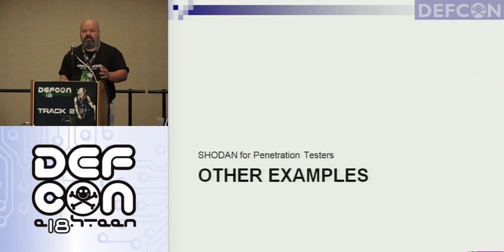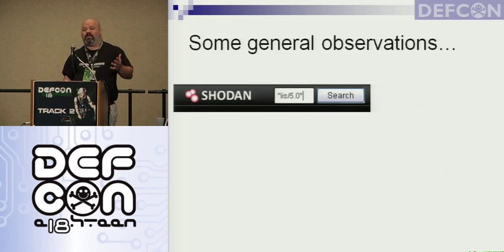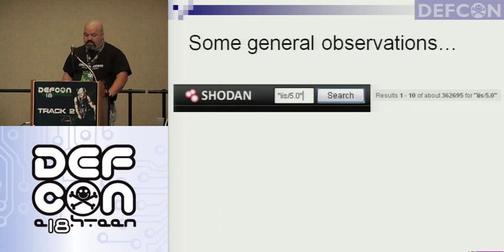A few other small examples and then we don't have time, 37, okay. General observations. So I did some searches on Shodan. This is just for interesting data. I searched for IIS 5.0, and we know that it's Windows 2000. There's a lot of them out there. This is a couple months old, but 362,000.